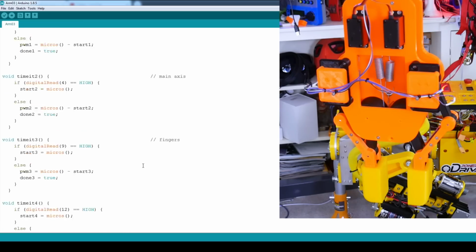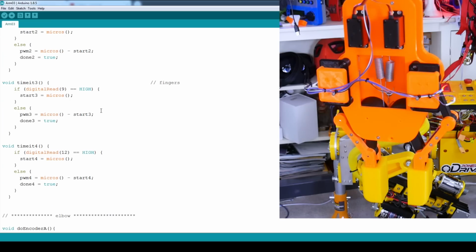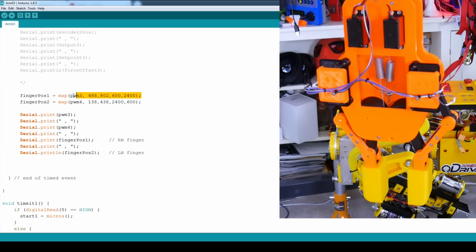That's exactly the same as the ones we did for the other 2 encoders, where we're just basically starting and stopping a timer when that pin changes and measuring the pulse width. I've then mapped those values to have a range between 600 and 2400. And that's exactly the same as the range the servos will take, which are driving the fingers.